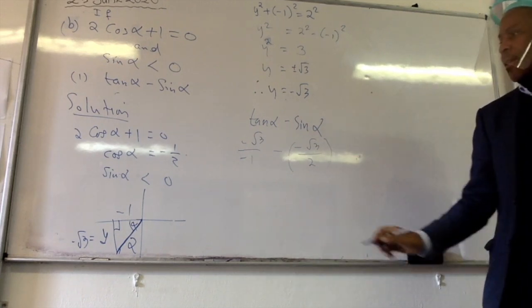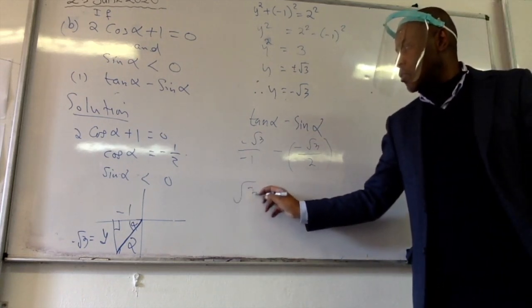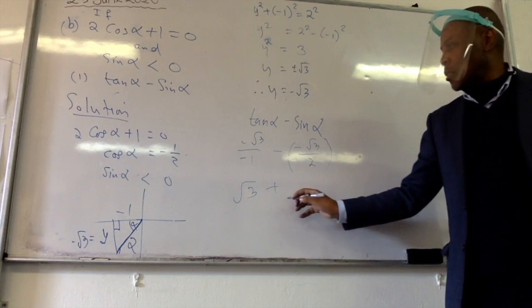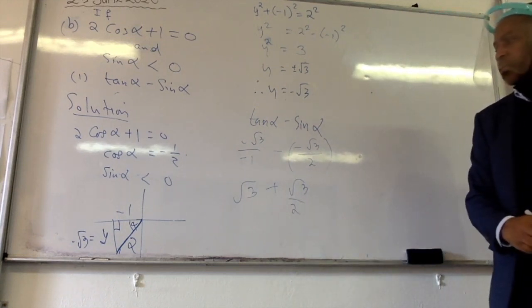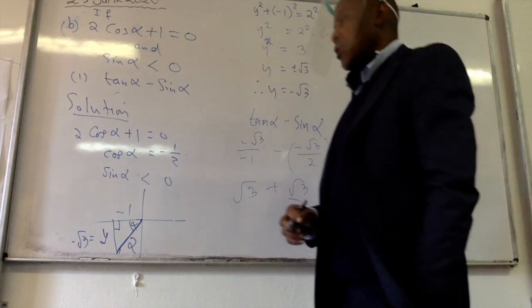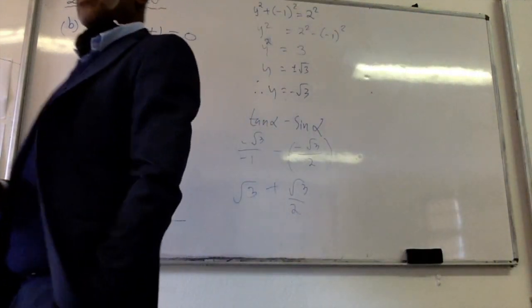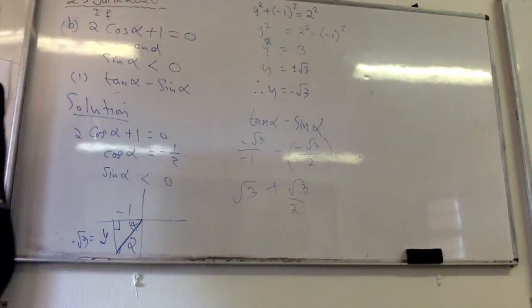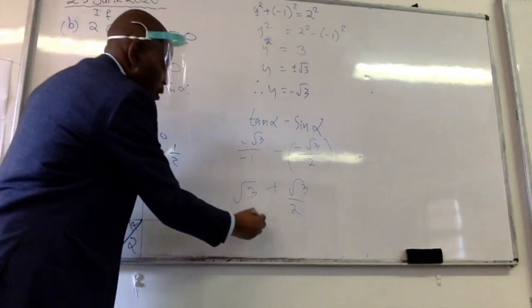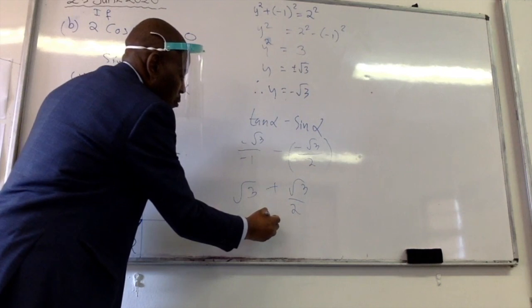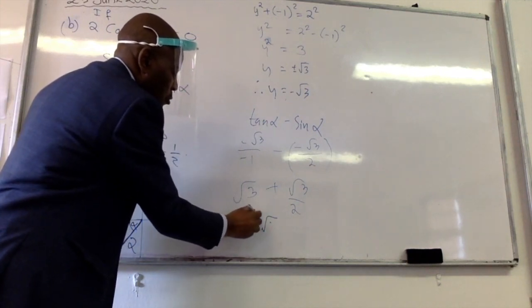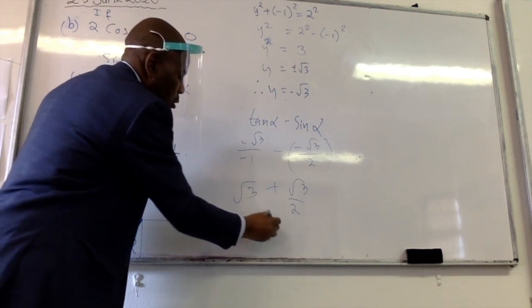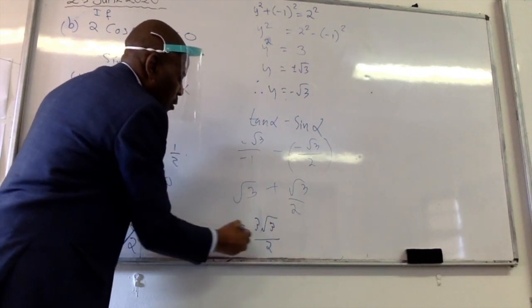Yes, then you simplify that. So this will give us root 3 here, and that will give us plus root 3 over 2. So it's 3 root 3 over 2. And so the final answer is 3 root 3 over 2. Right. Is it 3 or 2? It's 3 root 3, right. Okay. 3 root 3 all over 2.